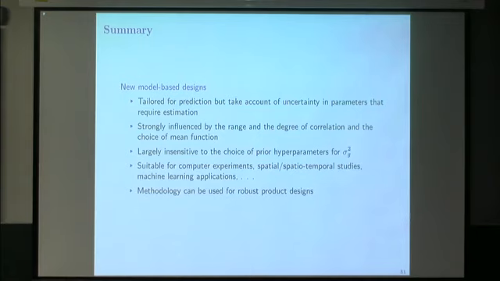Also, we have tried to apply this methodology to robust product design, for example in the Jaguar Land Rover example, where we have the damping as a tune variable. We can find the optimal value for the damping that is going to minimize the variance introduced by the other design variables that I have shown in the table before. So we can use a model-based design approach to find robust product designs. Thank you.